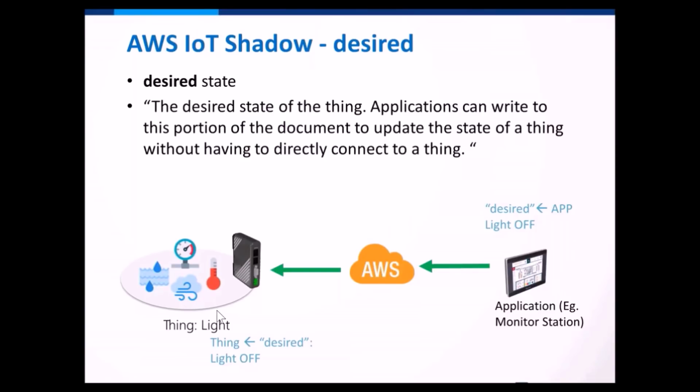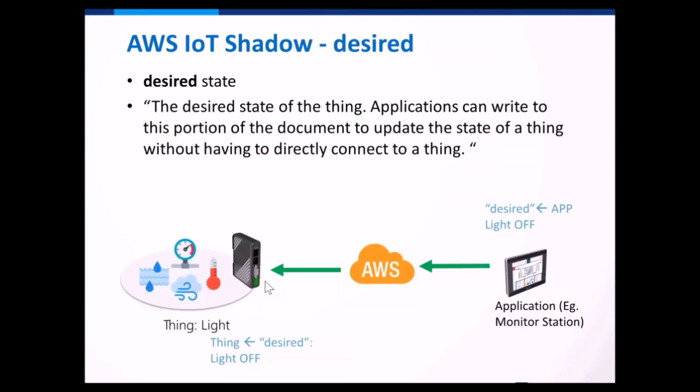Okay. And on the other side, the light itself, or the controller connected to it, takes the desired data from the AWS IoT and recognizes that it's a command to turn the light off. Okay, so when it happens, it will turn the light off. It should turn the light off. And this is how the desired state works.